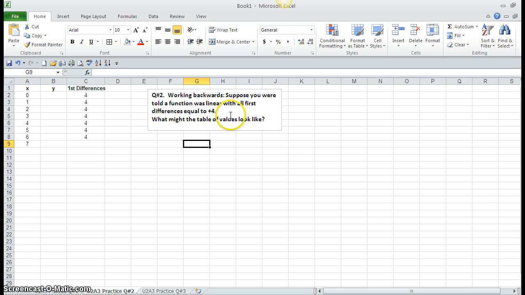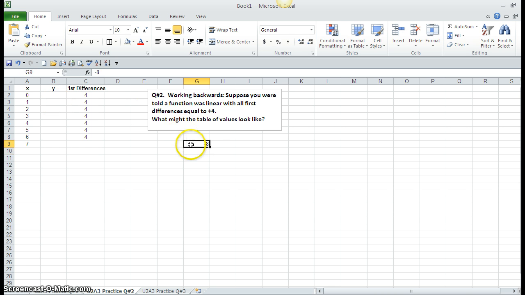Our second question was, what if we work backwards? What if we were told all the first differences were 4? What might the table of values have looked like? Here I've set up the x values between 0 and 7. I can pick any y values I want. So let's start at negative 8.